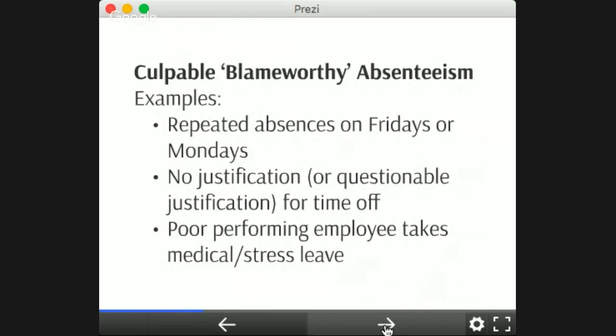But you should know that that doesn't necessarily mean that it's always blameworthy absenteeism. It's very possible that the stress of being put on a performance management program would cause an employee to go on sick leave. And it's also possible that there might be some other issues that are stressing an employee out that are sort of leading to the poor performance. So it could still fall into the category of being innocent absenteeism.